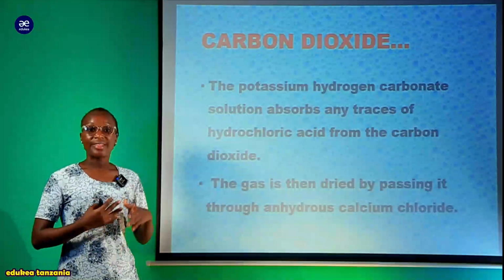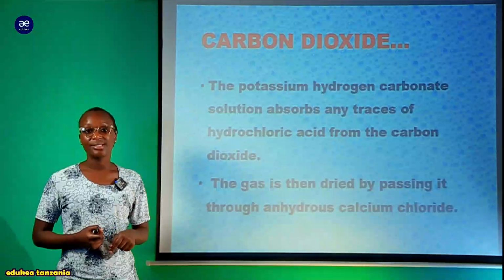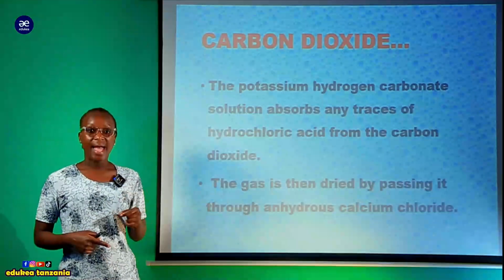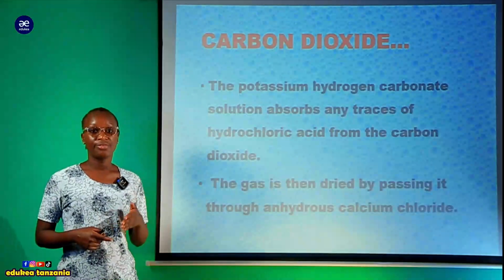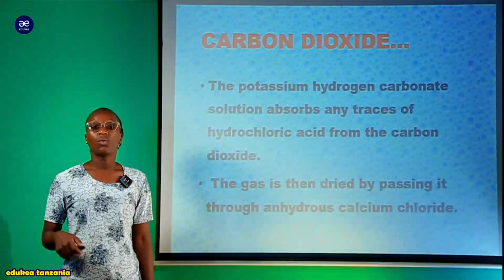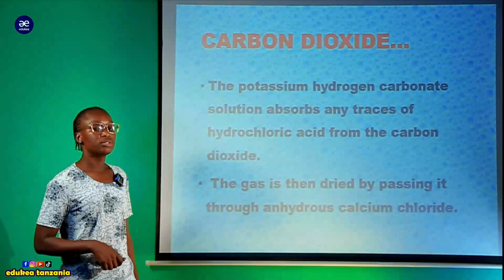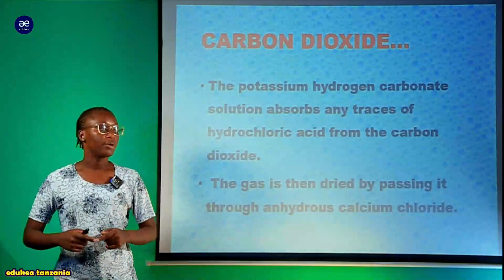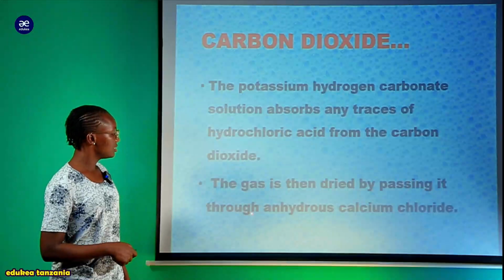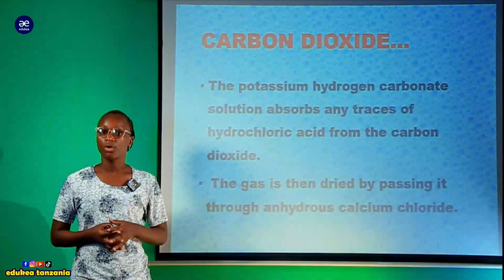Now after the reaction taking place, the marble chips ambayo ni calcium carbonate imereact na dilute hydrochloric acid ili tuweze kuzalisha carbon dioxide ambayo ni pure. Now any hydrochloric acid passed through after the reaction kwenye ile setup itakuwa trapped, itakuwa traced by using the potassium hydrogen carbonate. But also the gas is then dried by passing it through anhydrous calcium chloride. There we have the anhydrous calcium chloride.